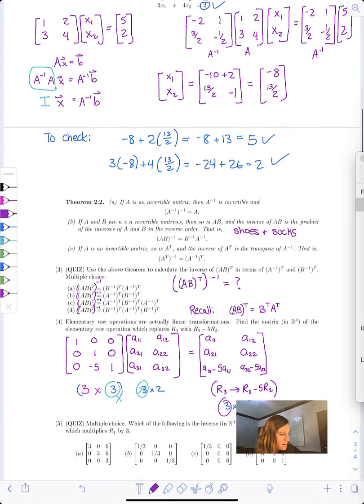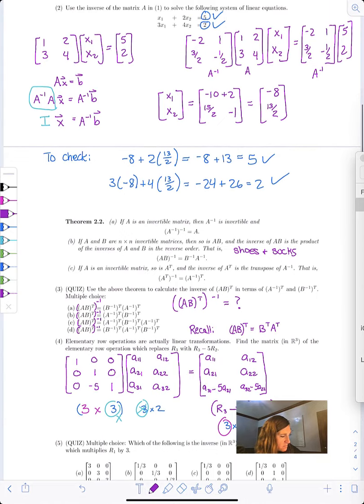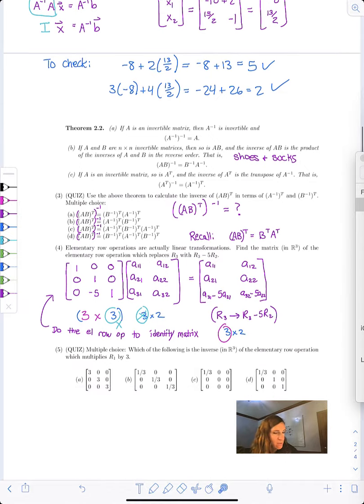Okay, and what you'll notice is that this matrix, one way to think about this is we did the row operation that we wanted to the identity matrix, right? If you take the identity matrix with 1s on the diagonal, 0s elsewhere, and you add -5 times row 2 to row 3, this is what you would get. And so bear that in mind for your first quiz.